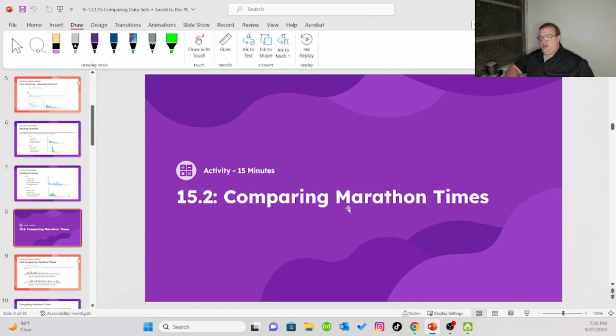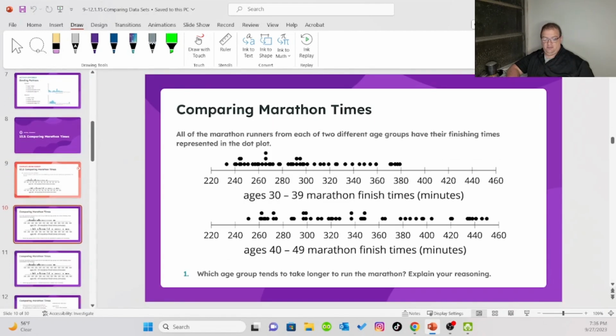Our next activity is titled Comparing Marathon Times, and this should take about 15 minutes. So in this one, it says all of the marathon runners from each of two different age groups have their finishing times represented in the dot plot. So my top dot plot are the runners between the ages of 30 to 39, and my bottom dot plot is measuring ages 40 to 49, and the numbers are representing the minutes that it took them.